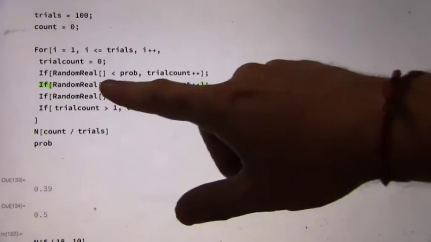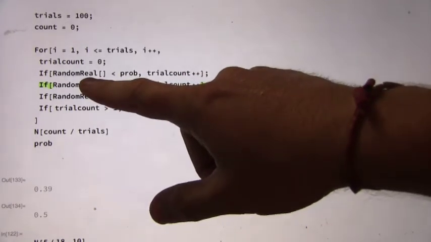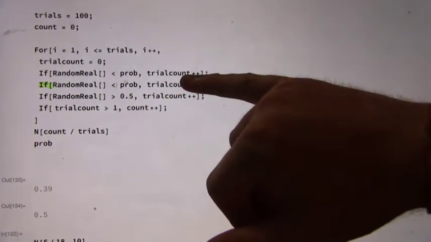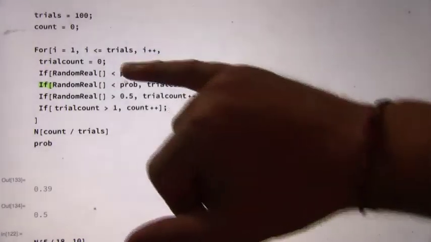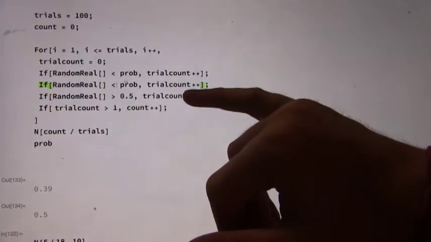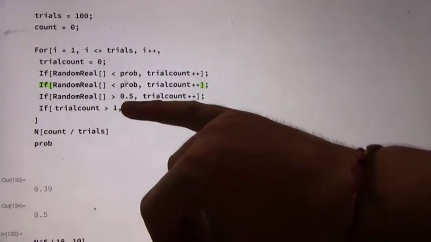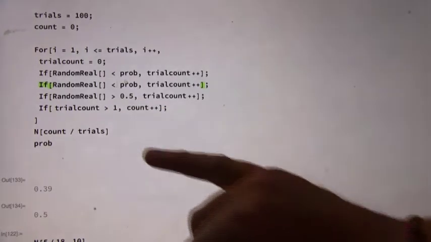So our random real gives a number between 0 and 1. If it's between 0 and our probability, we say, hey, that person got it right. We increase the count for each trial that started at 0, now one person's got it right. If this person does too, now it would be either 1 or 2. And then the third person, they're always at a half. So here it's actually less than a half or greater than a half, doesn't matter.